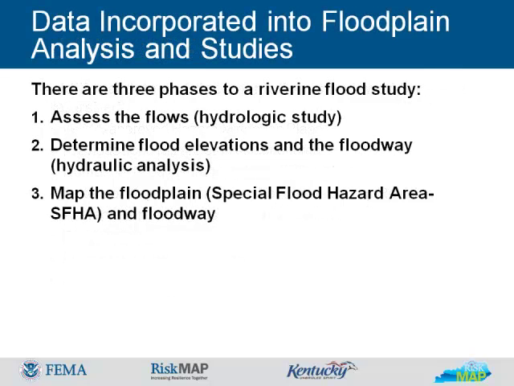There are 3 phases to a riverine flood study. The first phase is to assess the flows, which is called hydrologic study. A hydrologic study is the study of movement, distribution, and quality of water. The second is to determine flood elevations and the floodway, which is hydraulic analysis. And the third is to map the floodplain, or the special flood hazard area, and the floodway.